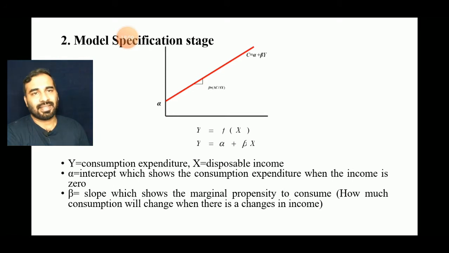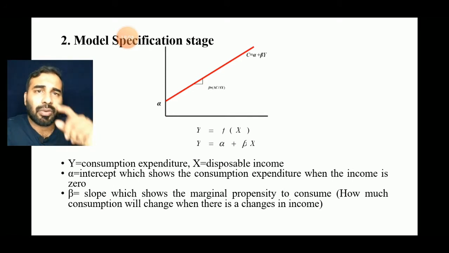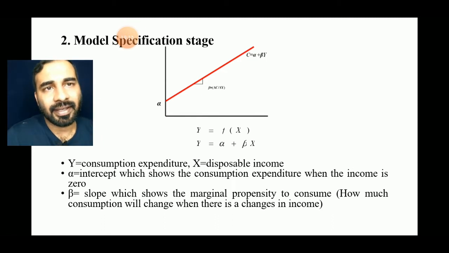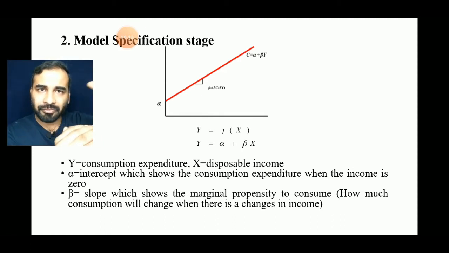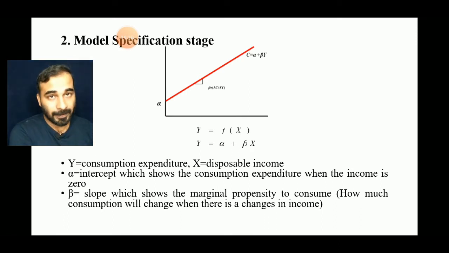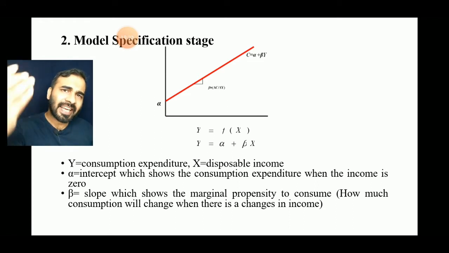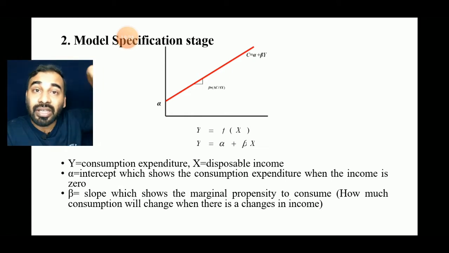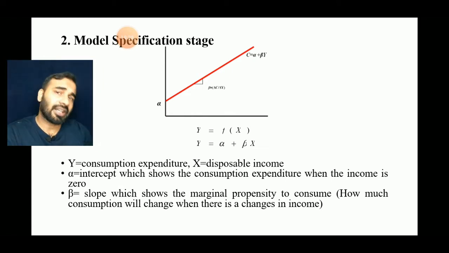Then on the next line, we can see that y is equal to a plus bx, or alpha plus beta x. In the above, y is a function of x, meaning consumption expenditure depends on income. Then why are we having the straight line equation? Why do we need to convert this functional form into a linear equation?